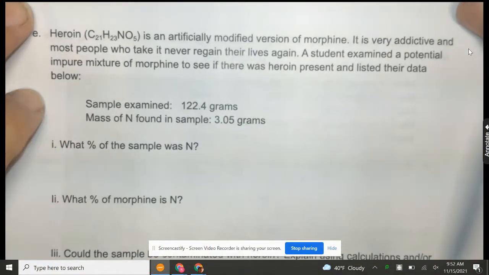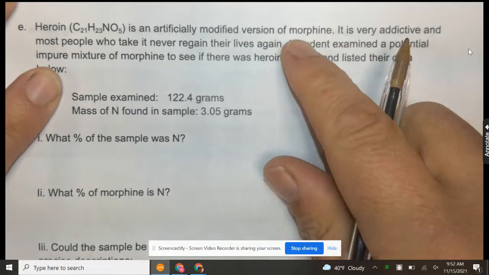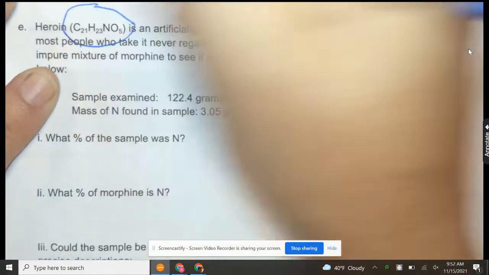Lastly, for our heroin, it is an artificially modified, more addictive version of morphine. They're all very addictive. Stay away.